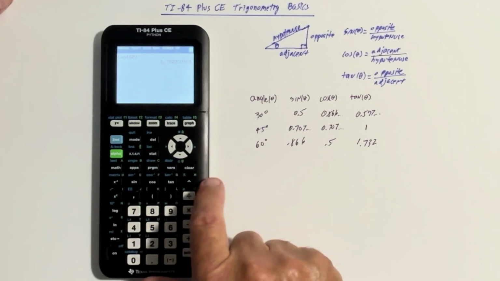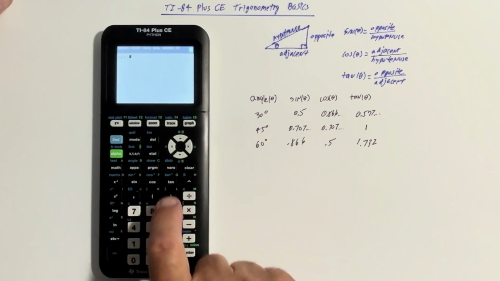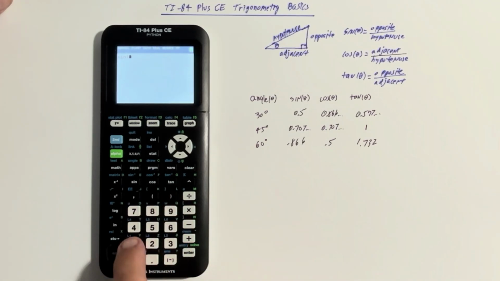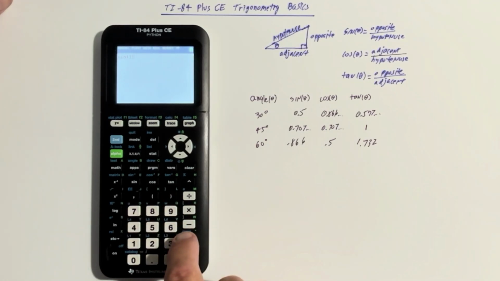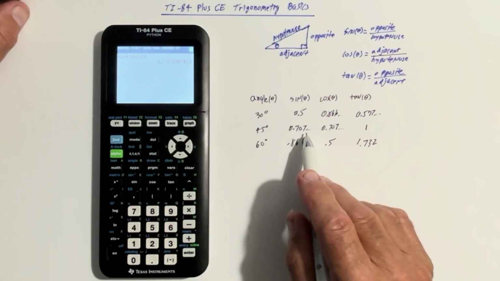So let's just do one other thing here. Let's do the sine, and let's do 15 plus 30. That's equal to 45. Hit enter. So you can put algebraic expressions inside the parentheses, and that's 0.707, just like it was earlier. So you can do that.